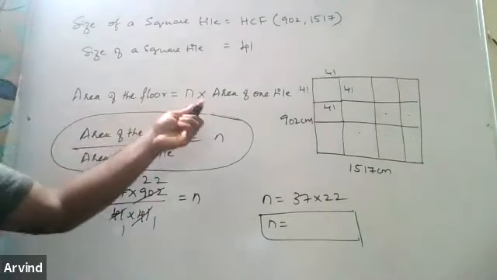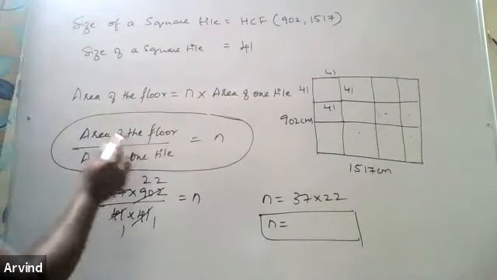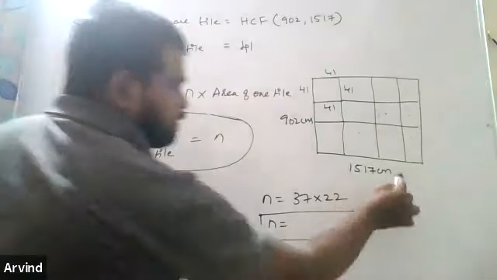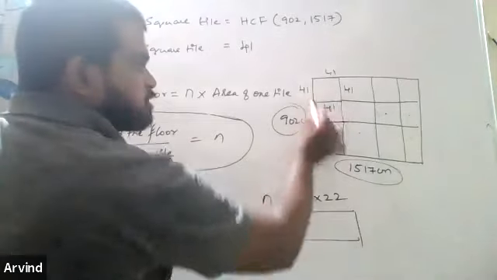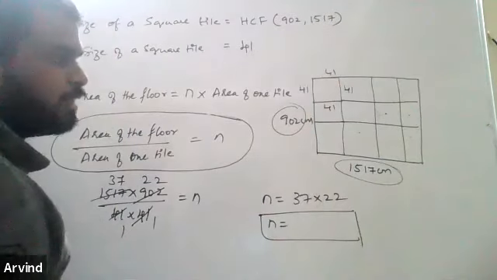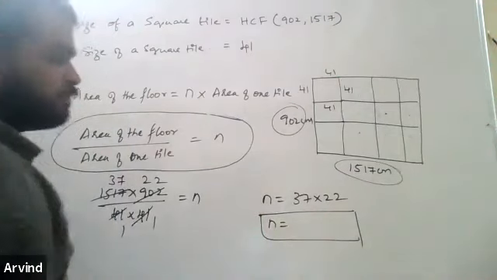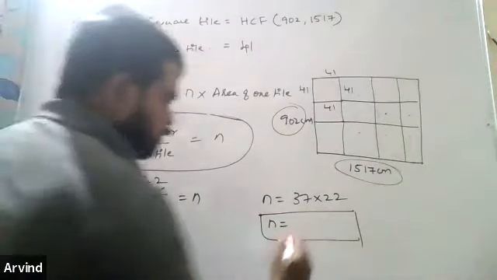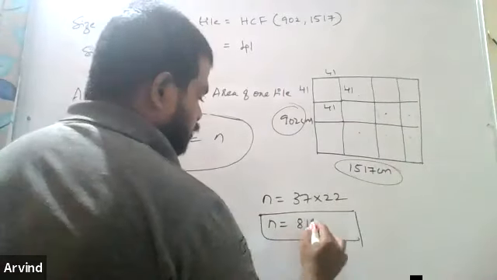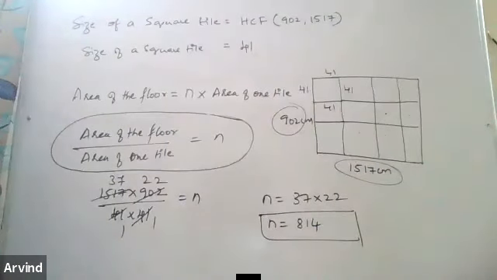Now you want n. This is multiplication, so on this side it becomes division. Now, how do you find the area of the floor? Length into breadth. Length is this, breadth is this. Now, area of the tile. Tile is in square shape. So for a square, the area is side into side. So, 41 into 41. Do the cancellation, you'll get the answer. Sir, answer is 814, sir. Yeah, 814. Good. So, it is 814 tiles.